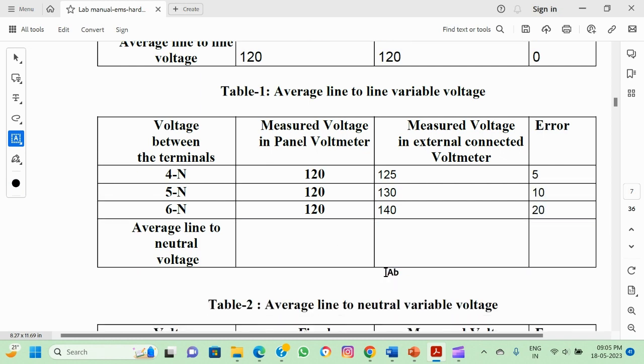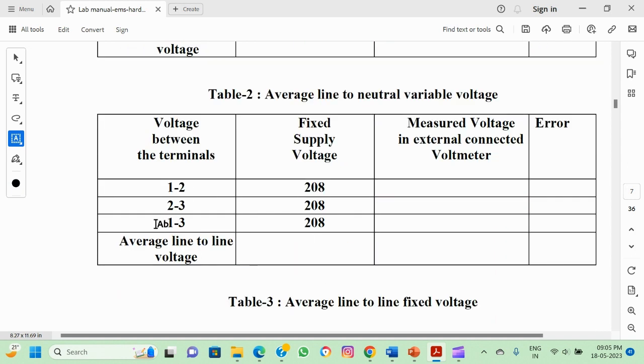So you can calculate the average. Then we will change the terminals to 1 and 2, 2 and 3, and 1 and 3. Means we will connect a voltmeter between 1 and 2, another voltmeter between 2 and 3, and another voltmeter between 1 and 3. Same like this, we will measure the voltage here.